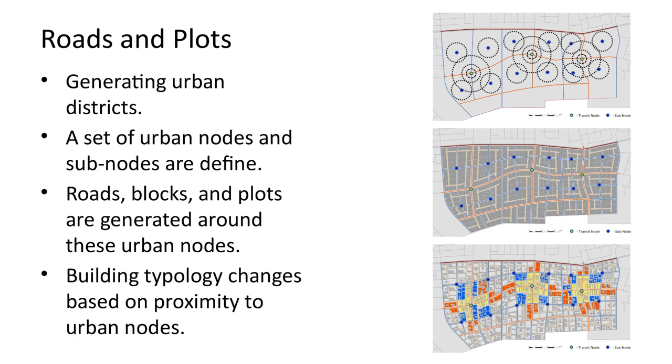In this first example, the program generates plans for an urban district. A series of urban nodes and sub-nodes are specified. Roads are then generated connecting the nodes and other neighboring roads. Blocks are then divided into plots which need to adhere to the area size and shape constraints. Finally, building typologies are inserted that vary based on proximity to the nodes.